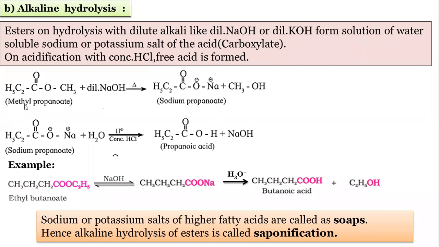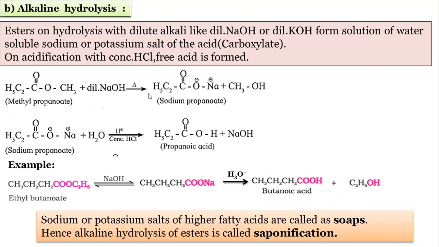See, this is methyl propanoate. This is methyl and this is propanoate because 3 carbons are there. Methyl propanoate plus dilute NaOH. Dilute NaOH indicates this hydrolysis is in presence of base. So this NaOH, O minus, attacks the carbonyl here. This OCH3 group is removed. This CH3O combines with this hydrogen and alcohol is formed.